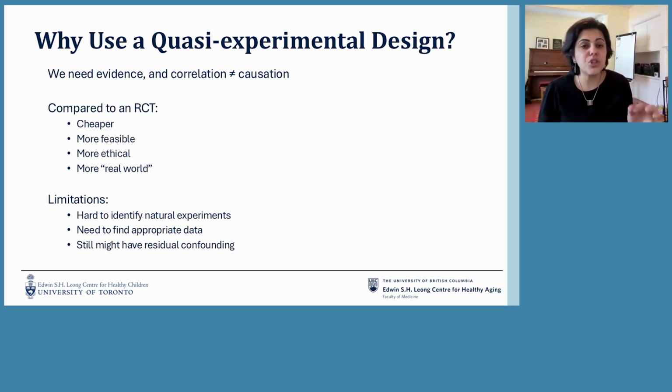But natural experiments do have limitations. And so one of these is that they're hard to identify. There are not many exposures in the real world that are truly quasi-randomly distributed and that are going to meet the assumptions of all the quasi-experimental designs we're going to describe in the next sections. Also, while you don't have to go collect your own data, you still have to find a relevant secondary data set that captures the time period of interest and the people who are subject to your exposure of interest. And then, of course, despite your best efforts, you still might have residual confounding.